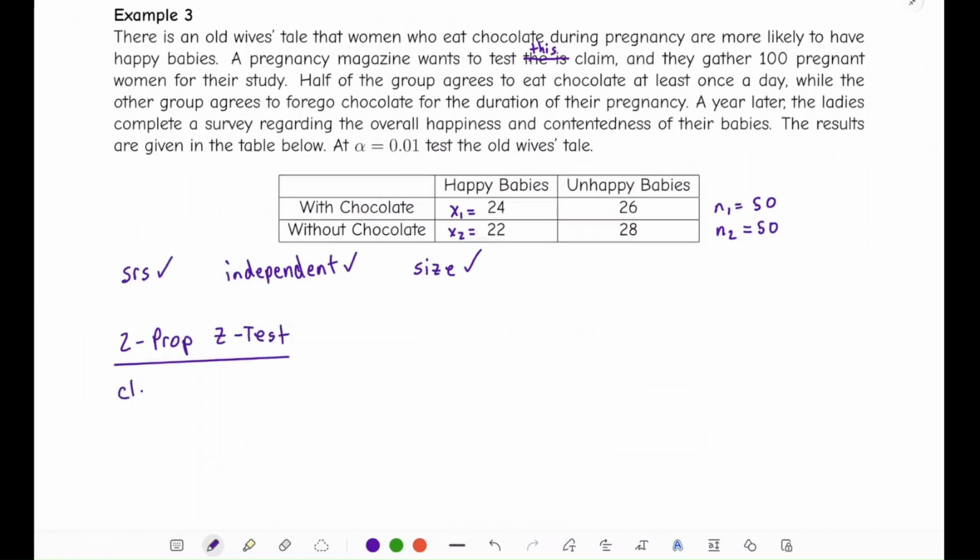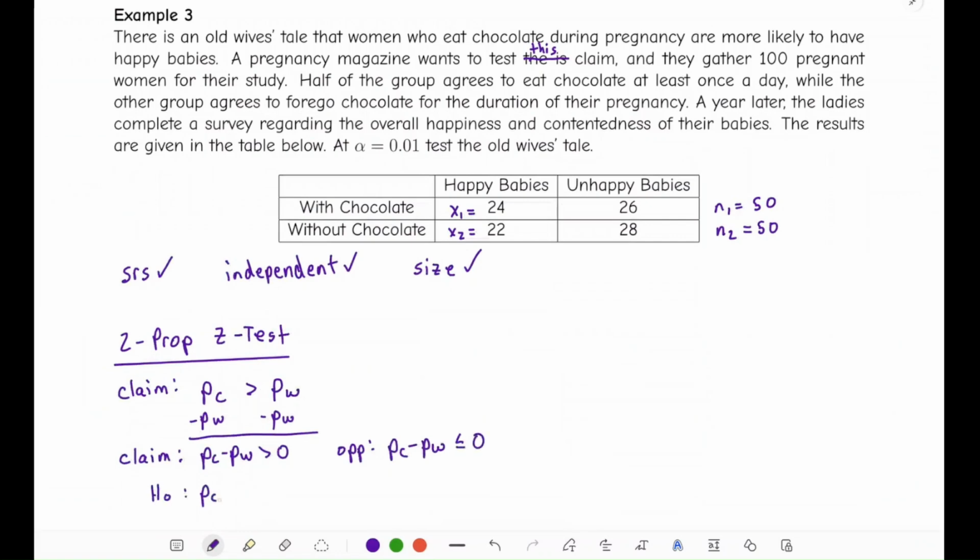Start out with the claim, which I think is saying the proportion of happy babies with people that ate chocolate is greater than the proportion of happy babies that did not eat chocolate, so without. Do the subtraction. So there's our claim, PC minus PW is greater than 0. The opposite would be less than or equal to 0.